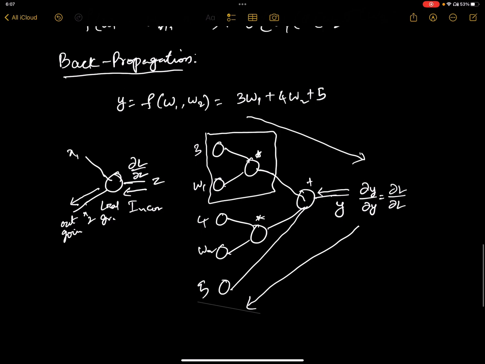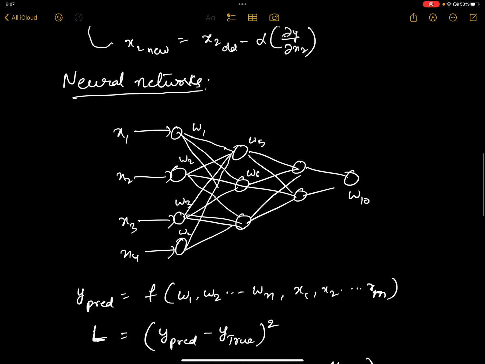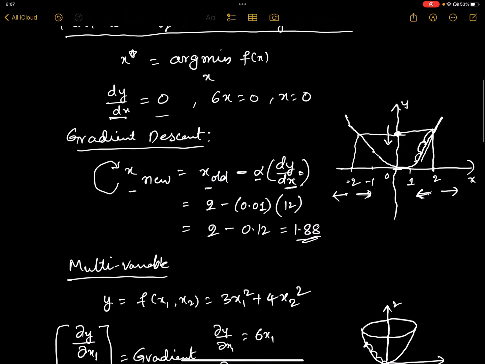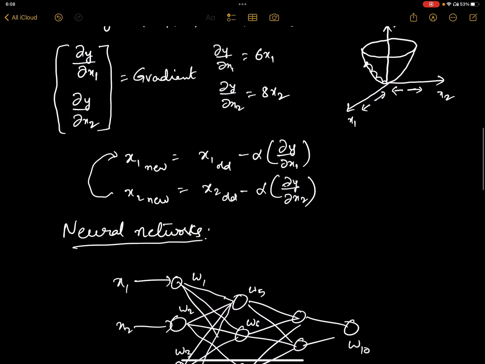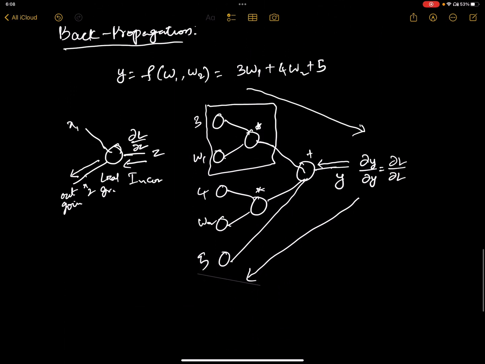The gradient descent and back propagation algorithm tells us, if we are at any random point in the network, whether we should increase the variables or decrease the variables. That is determined by gradient descent and the back propagation algorithm.